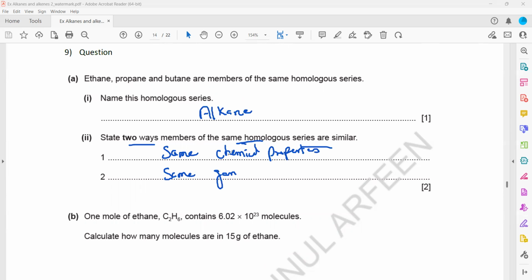The chemical properties are similar. Most of them react in the same manner. For example, if we react them with any halogen, then with the halogen they will have the same type of reaction. The difference is for each member, but we need the similarity here, not the difference.